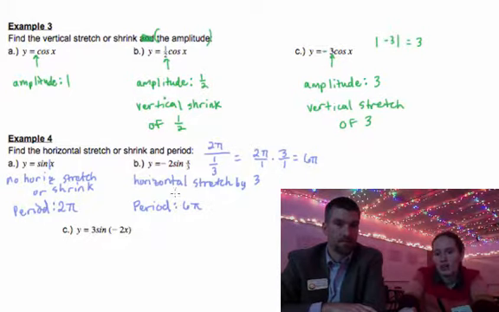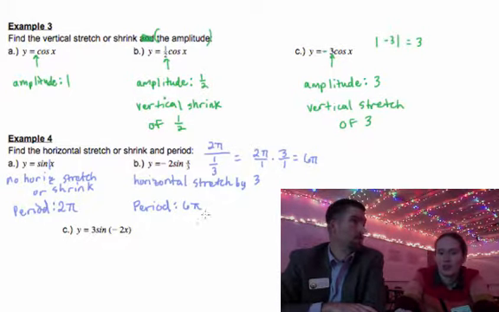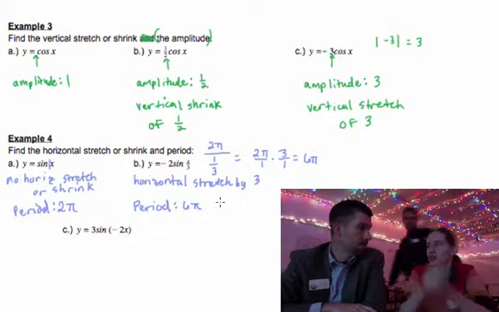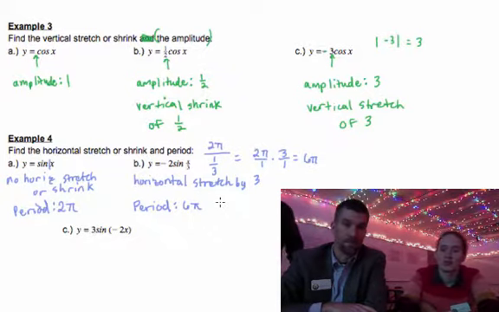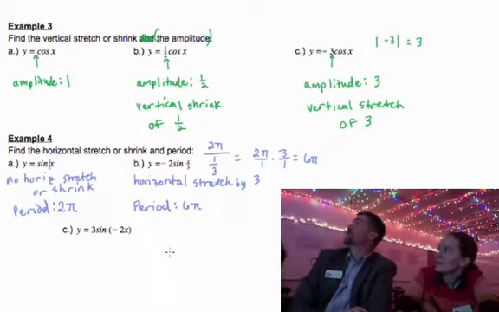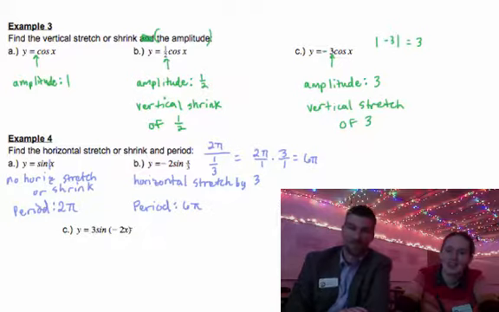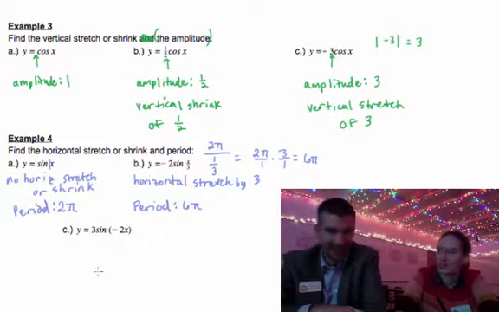So if you look at the period first and figure that computation out, 6 pi, doesn't it make sense that it horizontally stretches, because 6 pi is longer than 2 pi? What do you think, Mr. Boulware? Yes, horizontally stretch. Yeah, totally.